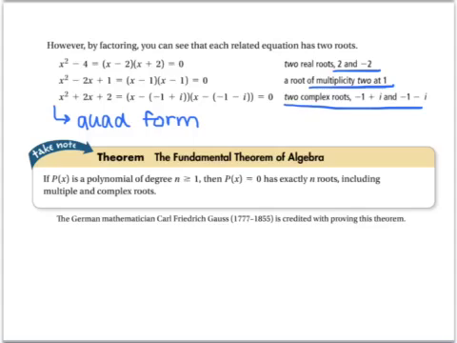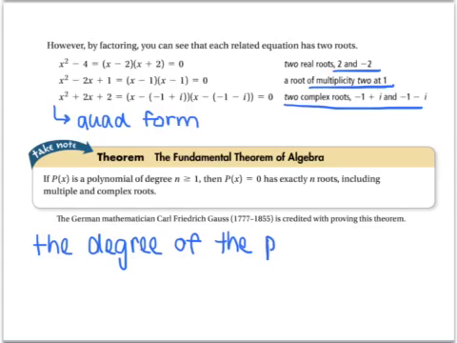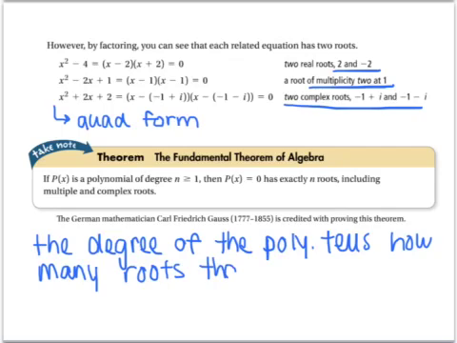So here it is, the fundamental theorem of algebra. It should be a little longer and more complex, don't you think? It's just so simple, just one little sentence. It's the whole fundamental theorem of algebra. If p of x is a polynomial of degree n greater than or equal to 1, so we've got a polynomial to the nth degree, then that polynomial has exactly n roots, including multiple and complex roots. So all the fundamental theorem of algebra is saying is the degree of your polynomial tells you how many roots you have. The degree of the polynomial tells how many roots that polynomial has.